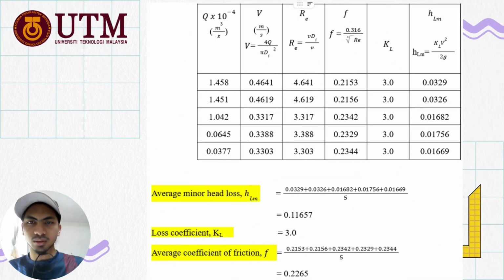So here is the calculation of V, RE, F, friction, KL, and also HM, the head loss, minor losses. With the same formula, we must use it, and after we get all the values, we must find the average minor head loss, loss coefficient 3.0, and average coefficient of friction F. Here also we must find just one velocity because it is the same diameter, so no different velocity at inlet and outlet.